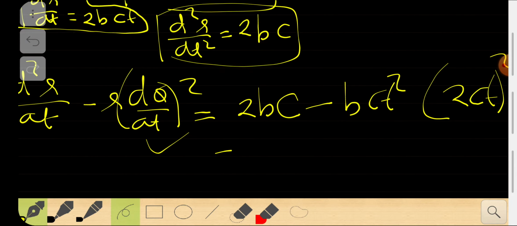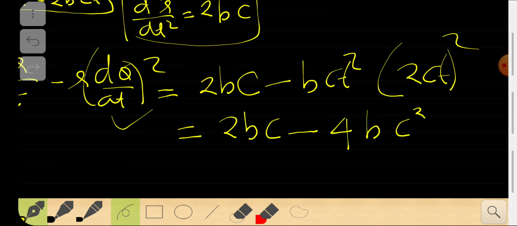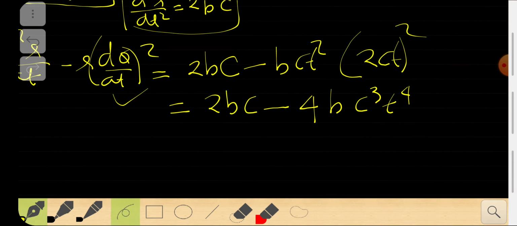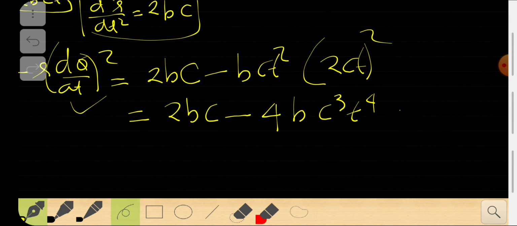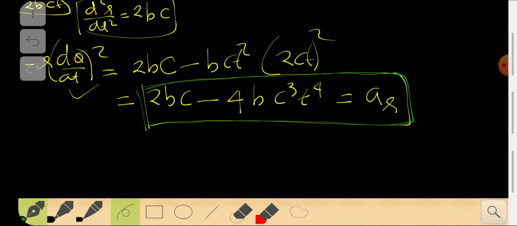So simplify that and you get 2bc minus 4b c cube t raised to 4. So that is the equation for a_r. Let's put that in a box, in a different color so that we can identify it. Okay, so that's a_r.